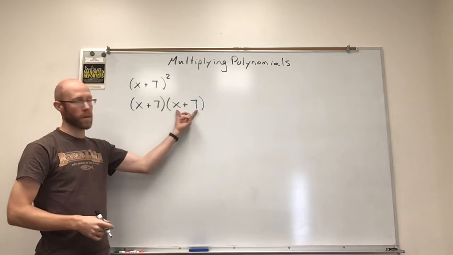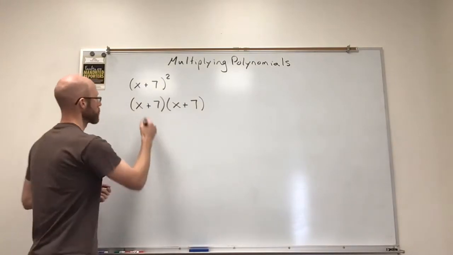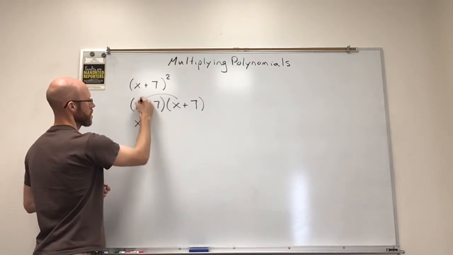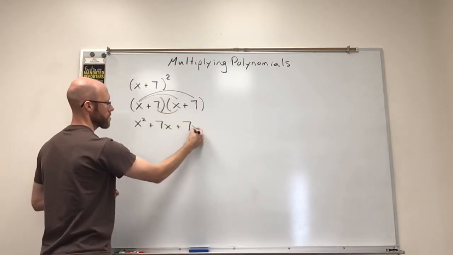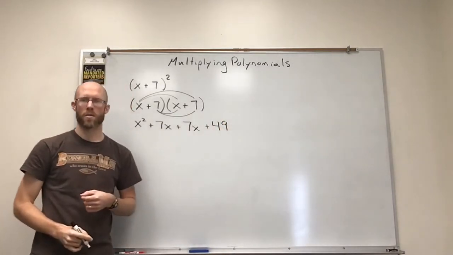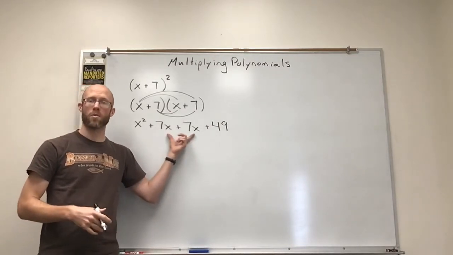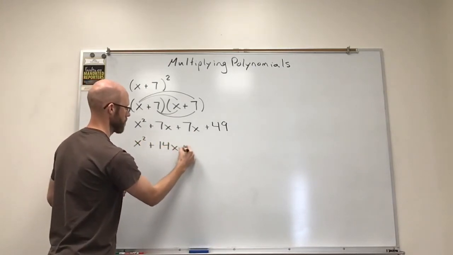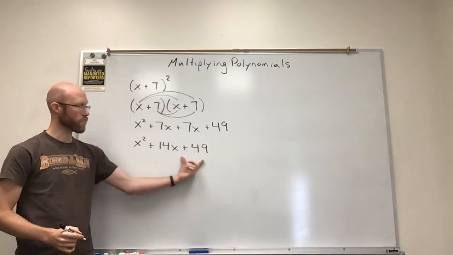Now, when you multiply, you want to make sure every term on the left multiplies every term on the right. So we distribute: x times x is x squared. x times 7 is 7x. Then we have 7 times x is 7x also. And 7 times 7 is 49. Okay, so that gives us 4 terms. And the 2 in the middle will add up, because they're like terms, to 14x. Okay? And so essentially, we've got 3 terms now.